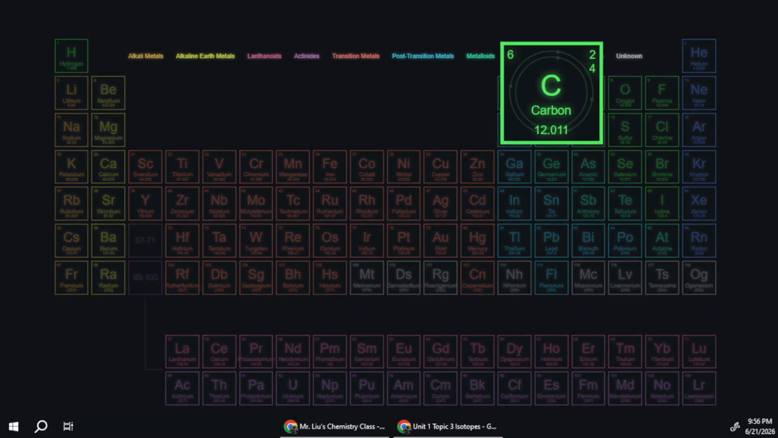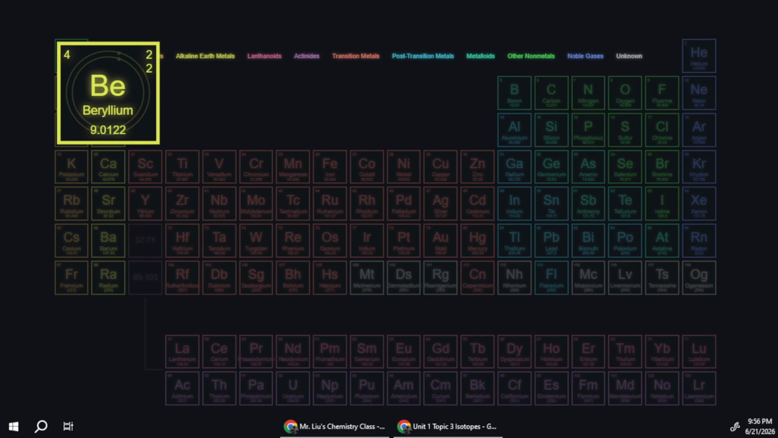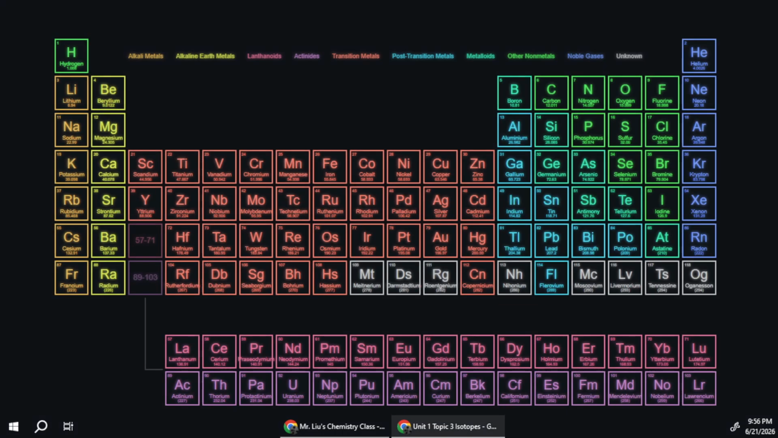However, naturally occurring elements, for example, carbon, have decimals. How come their numbers are not a whole number? Why do they have decimals? It's because of isotopes. The atomic mass is the total mass of all naturally occurring isotopes.